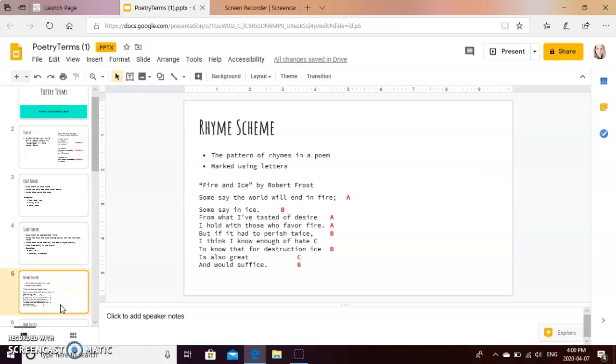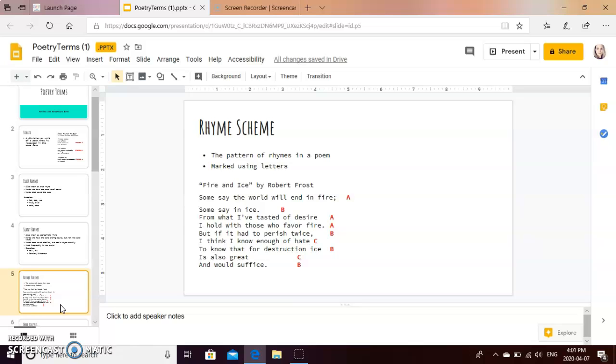We're going to move on now to rhyme scheme. On the quiz I gave you before March break, where I got you to label a poem based on rhyme scheme, most of you were okay with this. Some of you weren't so sure what I meant. So a rhyme scheme is just the pattern of rhymes in a poem, and they're just marked using letters.